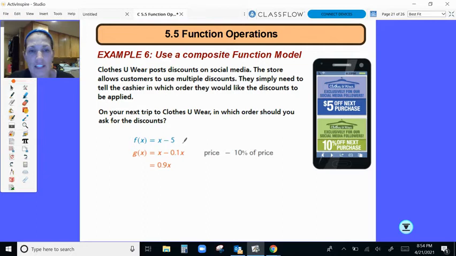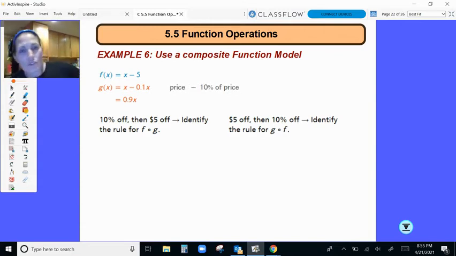So if f of x is, we're going to take $5 off the next purchase. If x is my purchase, then x minus 5 is my price, okay? Or we have this 10% off, so we take our price minus 10%, which ends up being 1 minus 0.1, which is 90%, right? 0.9 of our price. So that's my g of x, 0.9x, okay? So g of x is 0.9x, f of x is x minus 5, okay? So right here, this is what we have.